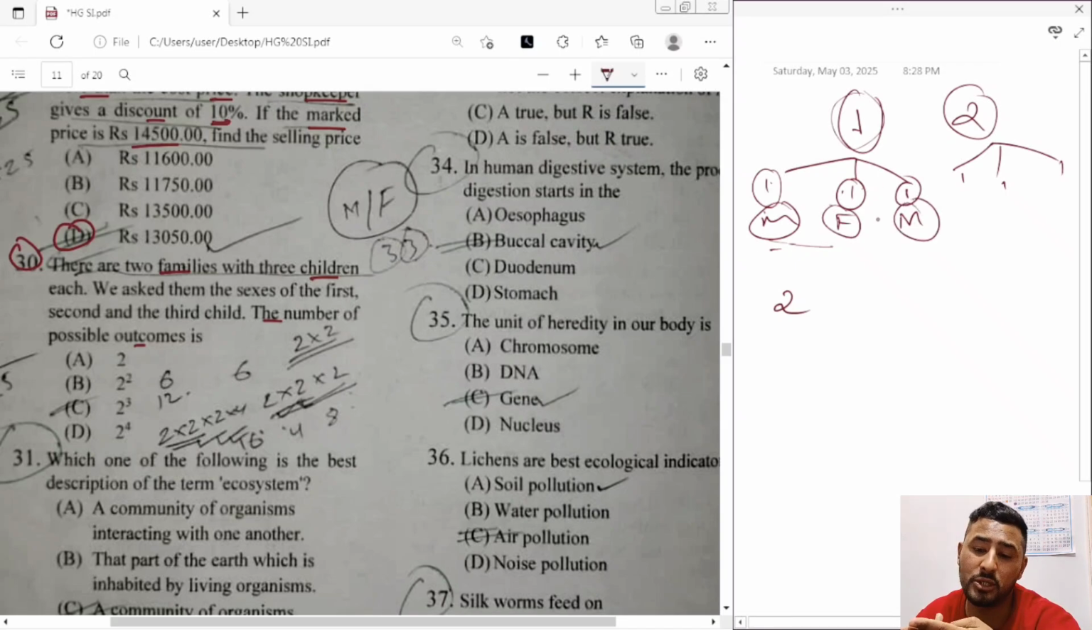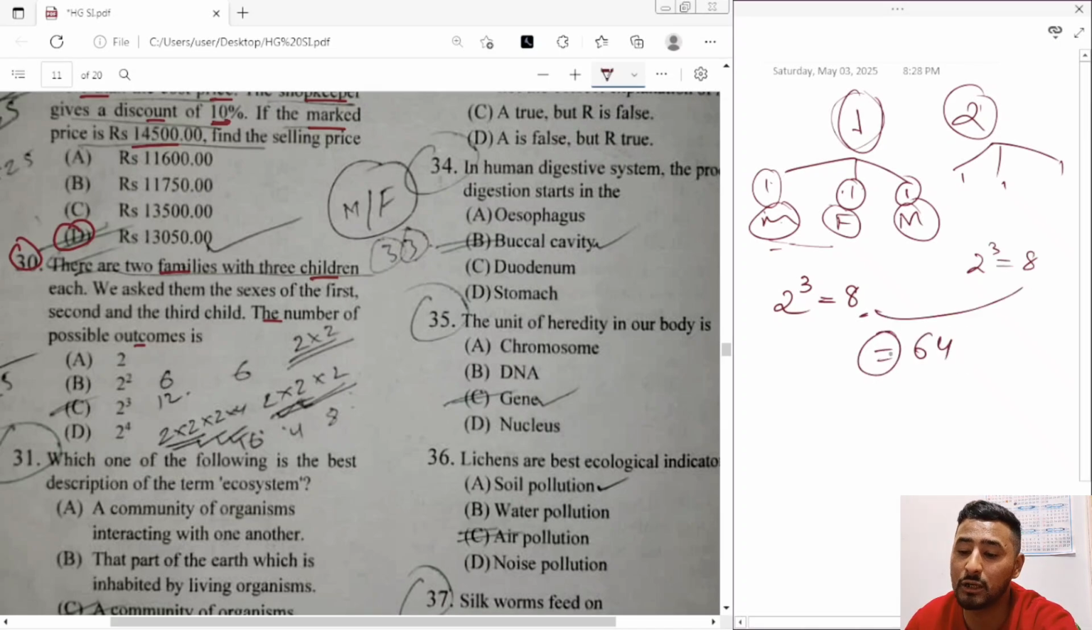You can get all the possible outcomes with male, female, male, or male, male, male, male, male, female, female, female, like this. So what you can do is just cube it. 2 to the power 3 is 8. Same way you'll get for this one also, 2 cube, it will be 8. Now multiply this one, 8 into 8 will be 64. The possible outcome will be 64.